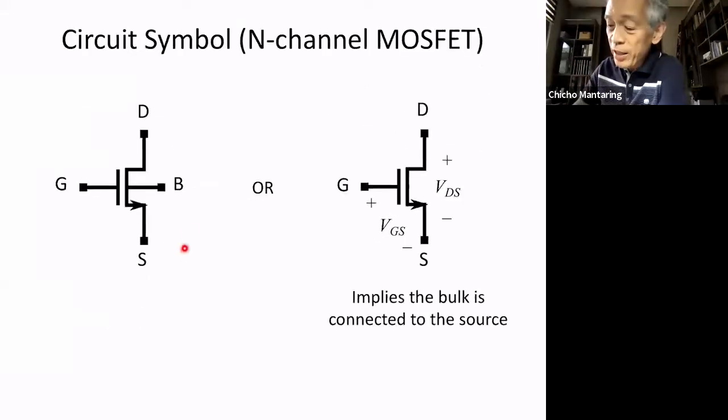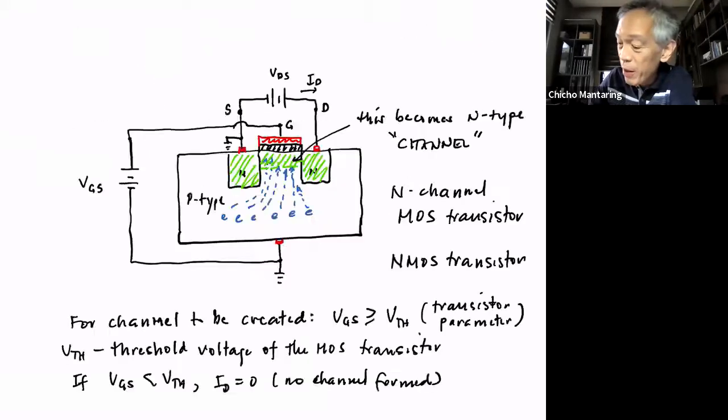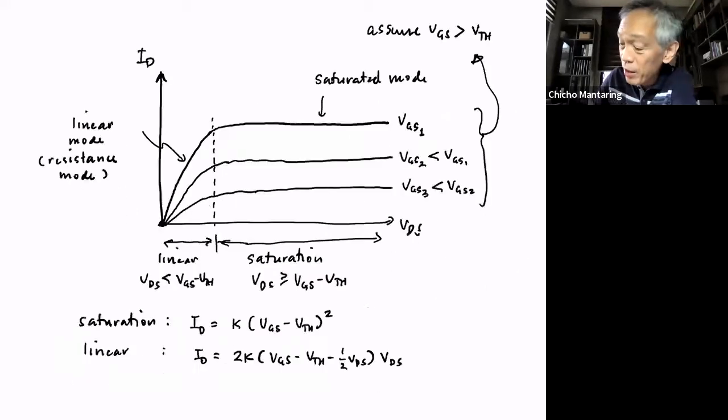Now this is the circuit symbol for your N-channel MOS or your NMOS. So this is the gate, the drain, and the source. The arrow just depicts the direction of current. It is flowing out of the source. Now, the bulk is usually connected to ground, and the source is also usually connected to ground. In other words, the source and the bulk, very often they're connected together.